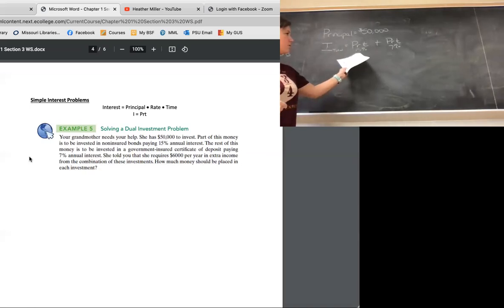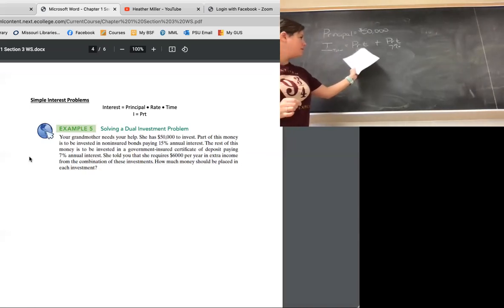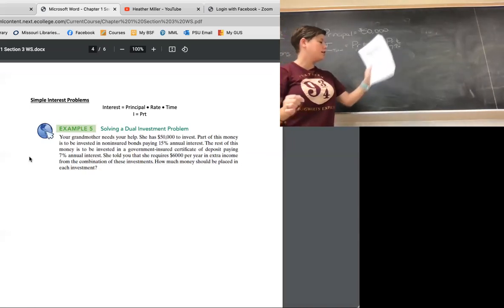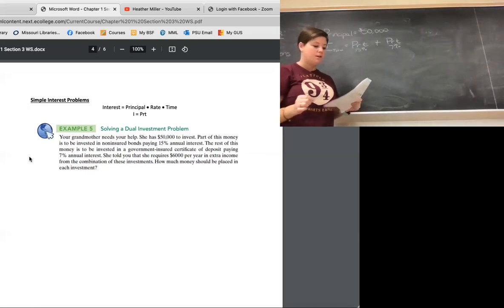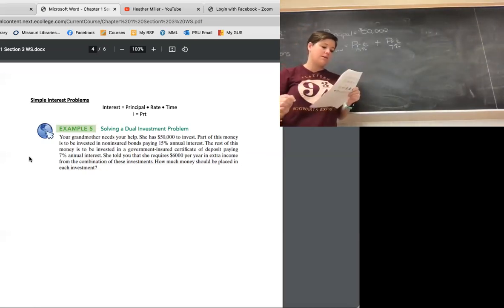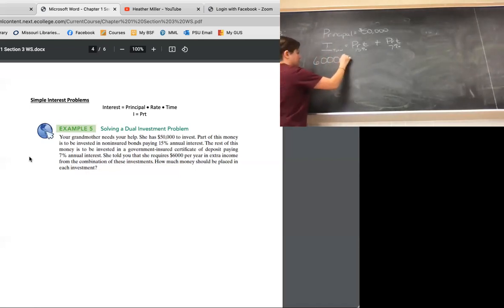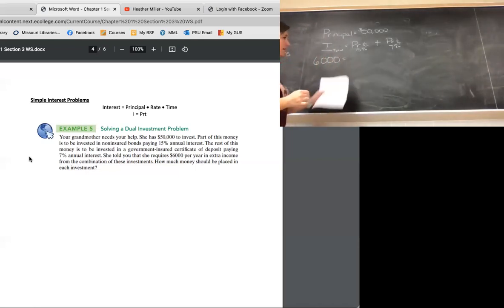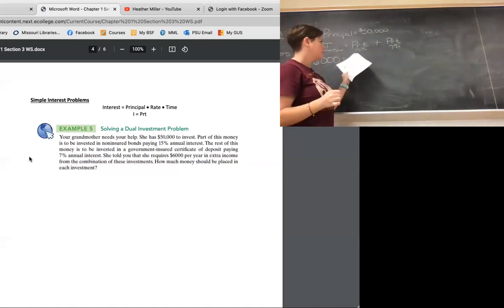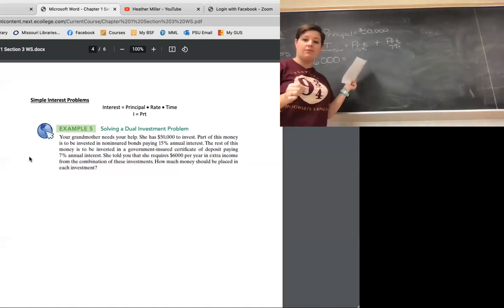So we have the interest that she's going to make at the 15%. We have the interest she's going to make at the 7%. Now, what's nice is our problem tells us how much total interest she needs every single year. Total interest is $6,000. Grandma wants to make an extra $6,000. But now we have these two interest problems that we're going to have to figure out.